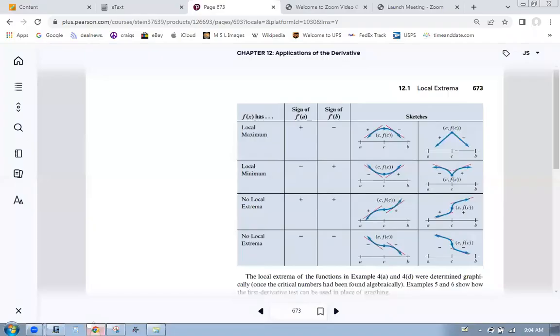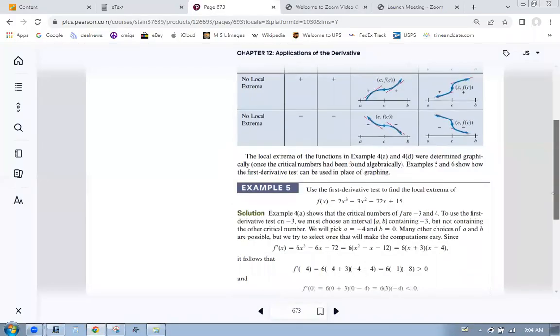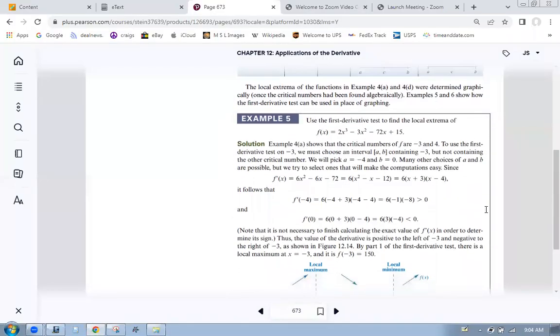So the first derivative test just basically gives you your critical points, and then you need to look at those critical points and test to see whether they are minimums or maximums. Does that make sense? Okay, so let's look at a problem here.